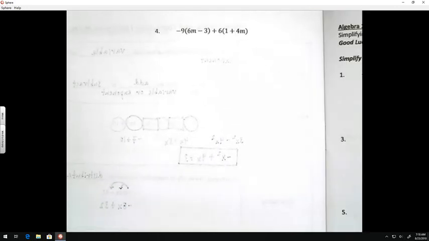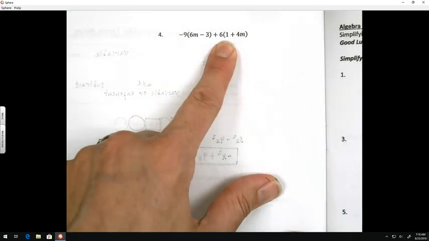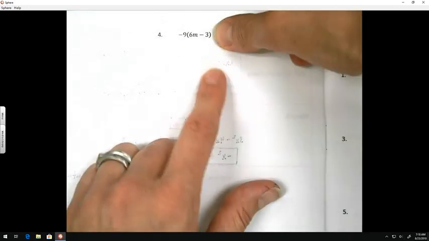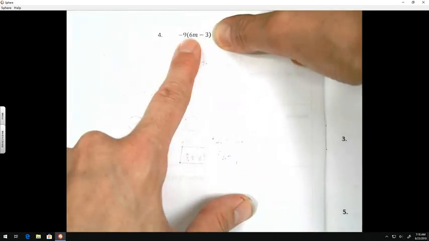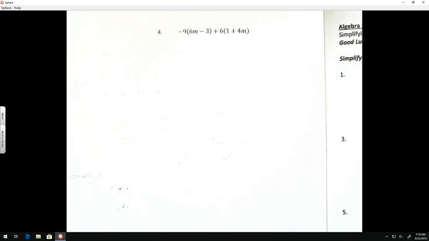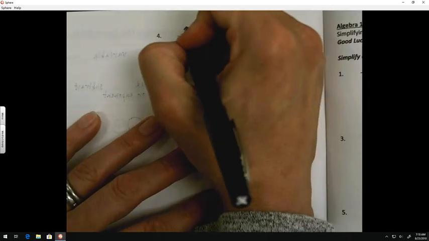Number 4 is a little bit different because I see I have 2 sets of parentheses. All that means is I'm going to be distributing twice in this problem. So for a minute, we'll just pretend this isn't here, and we'll just deal with our first piece here. Just like before, those parentheses mean we're going to be distributing. I'm going to let this readjust so you can see it. There we go. So I'm going to do my multiplication.